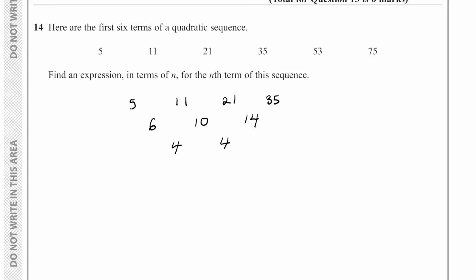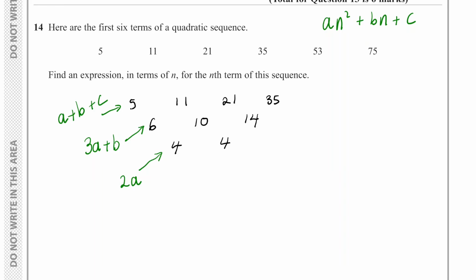In a quadratic sequence, the second difference is always the same. And then I've got this as 2a. So in a quadratic sequence, an squared plus bn plus c, the second difference is always 2a. The difference between the first 2 terms is always 3a plus b. And the first term is always a plus b plus c.